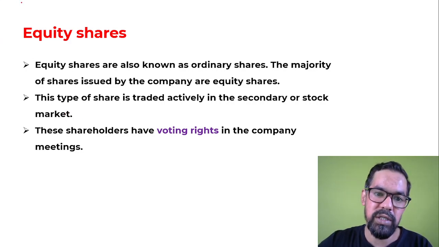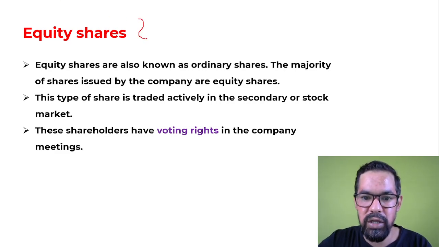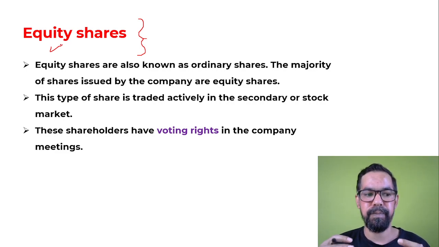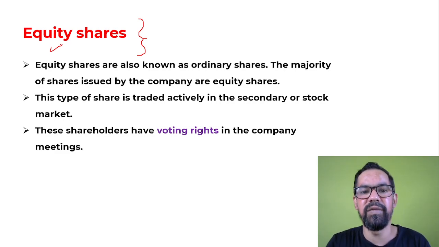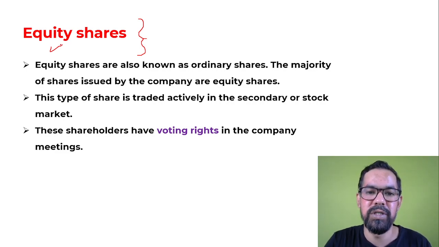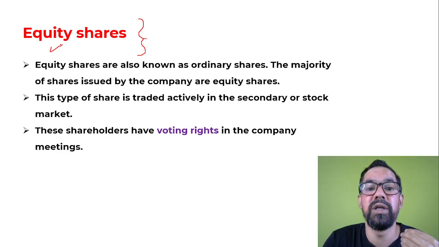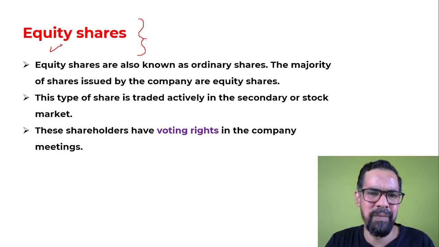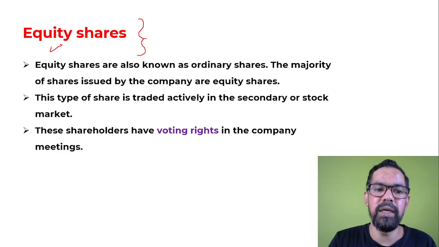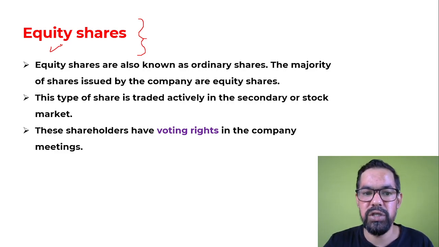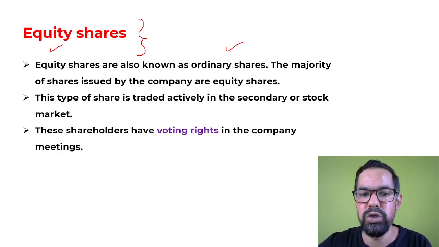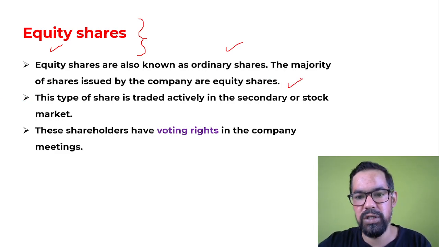Now the next one is equity shares, or the ordinary shares. Equity shares are available for the common person. Let's say you are planning to invest in the Indian share market, and you want to buy shares of SBI or any other Indian company. So you'll buy the equity shares or the ordinary shares. Equity shares are also known as ordinary shares. The majority of shares issued by a company are equity shares.